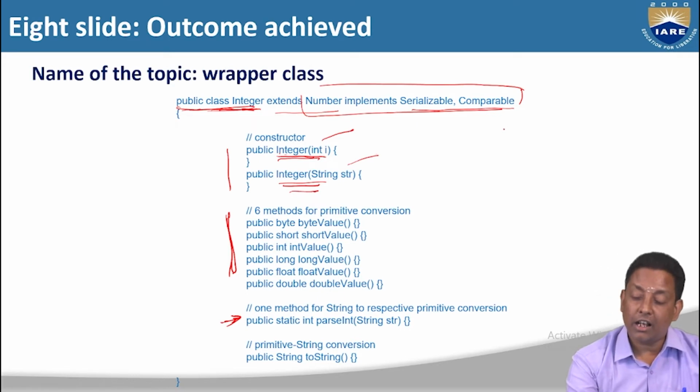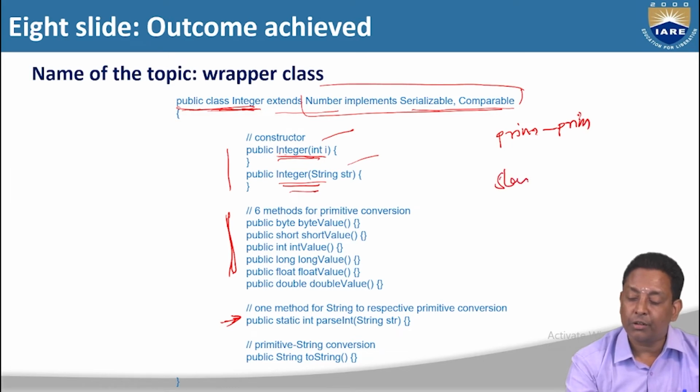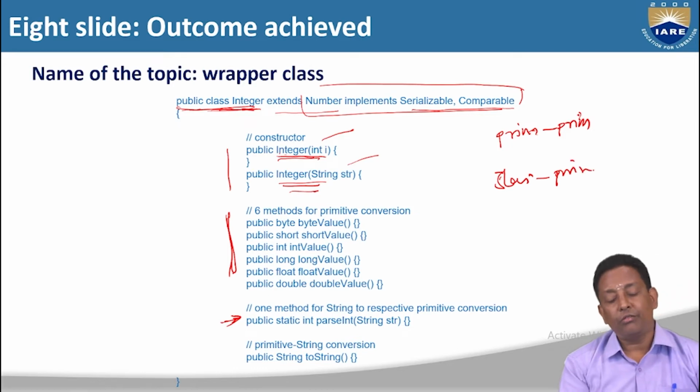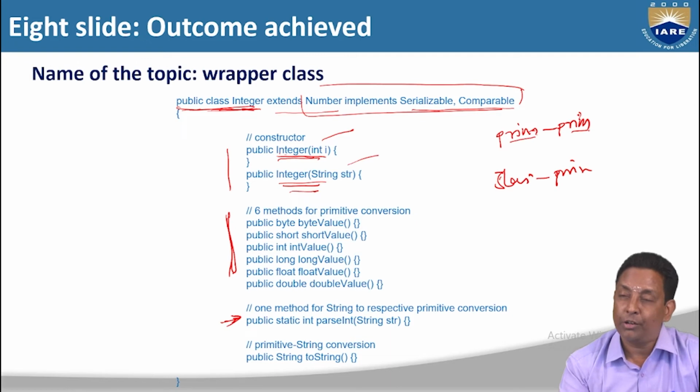The Integer class can be used to convert from one primitive to another primitive, right? And the second one is string to primitive conversion. So how is the Integer class used to convert from one primitive to another primitive?